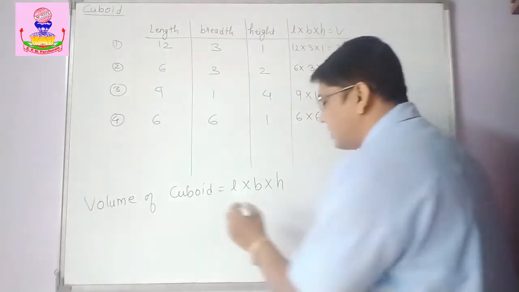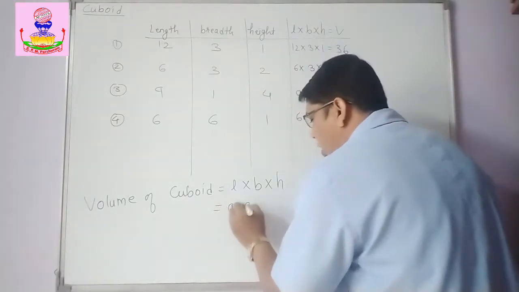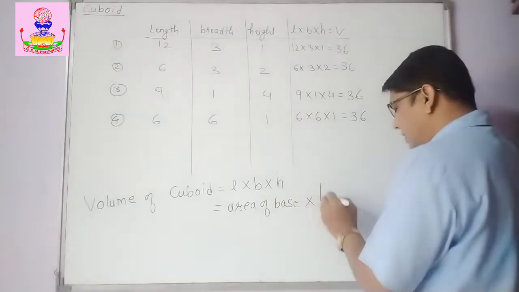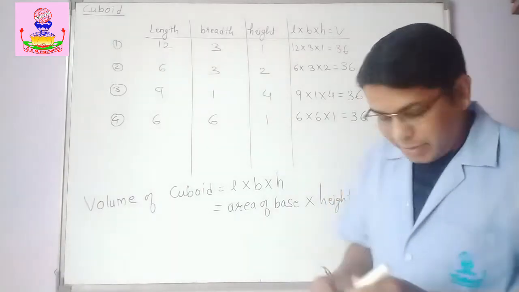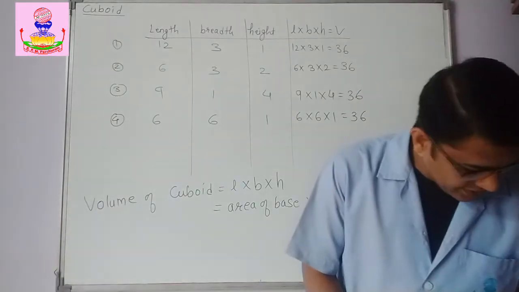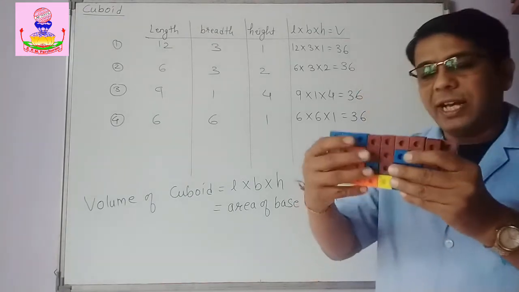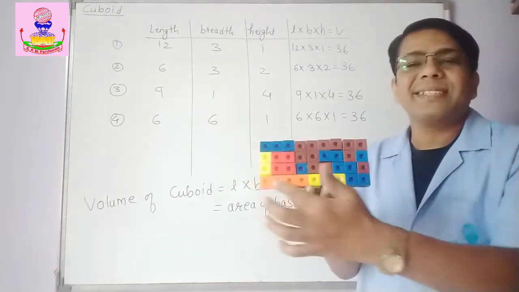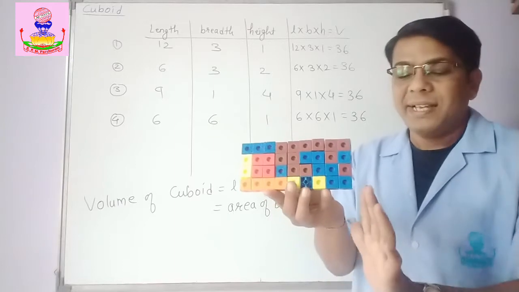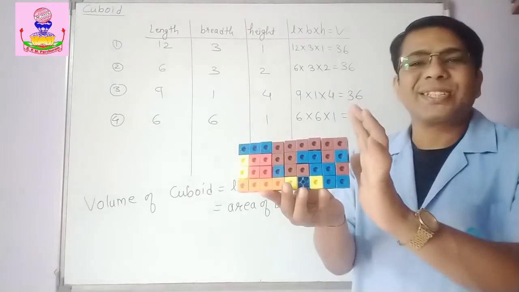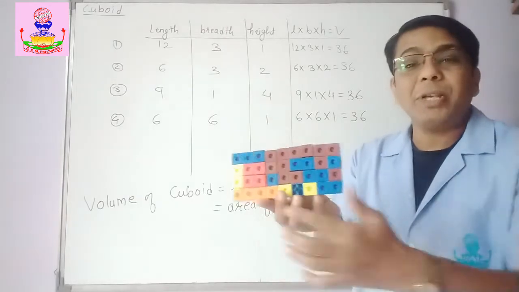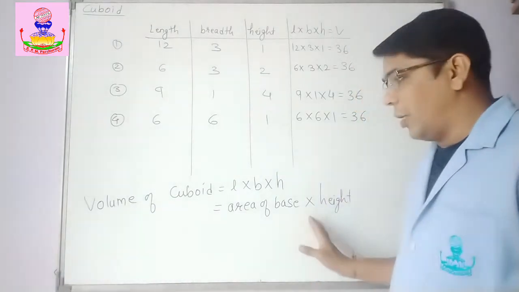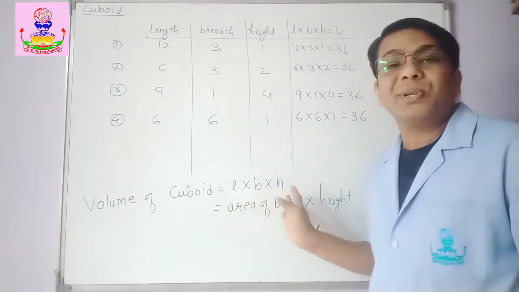Now this length into breadth is nothing but area of base. Can I say that? Yes, I can. Into height. I'll show you. Area of the base. See here, suppose I have got it like this. This is the length and this is the breadth. So this length into breadth is the area of the base, and we are just piling up the blocks. So that is the height. So area of the base into height can also be called the volume of cuboid, or simply length into breadth into height.